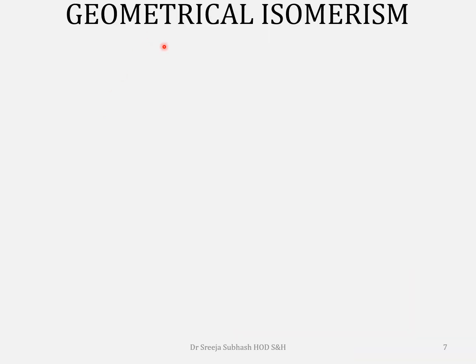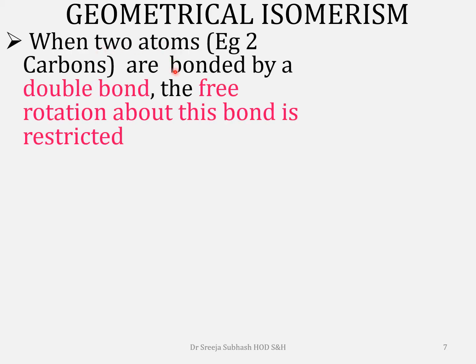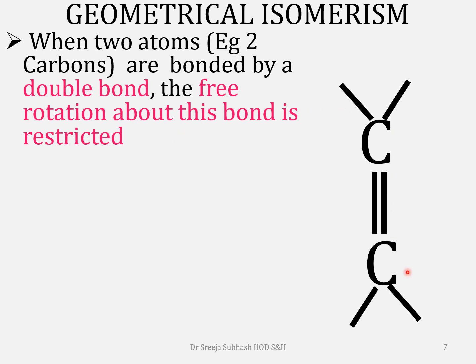Now in this slide we will try to understand the concept of restricted rotation and geometrical isomerism in a simpler manner. Well, when two atoms are bonded by a double bond, free rotation about this bond is restricted. That is what we have been saying till now. Let us consider a carbon-carbon double bond. It need not be carbon-carbon always, but in this module we are considering carbon molecules, so let it be between two carbon atoms. In such cases, about this imaginary axis, rotation of the molecule is restricted.